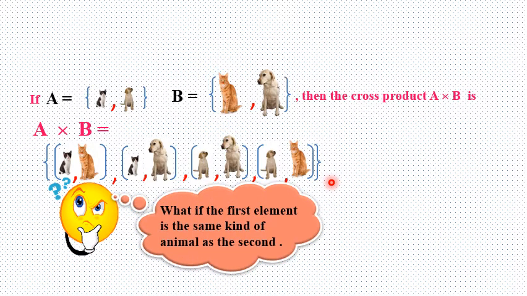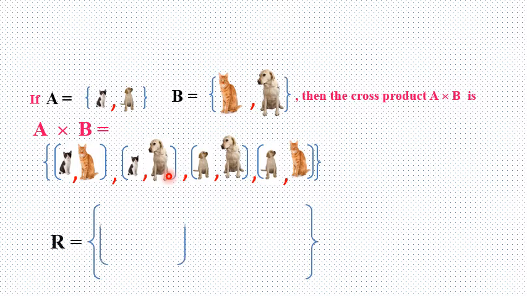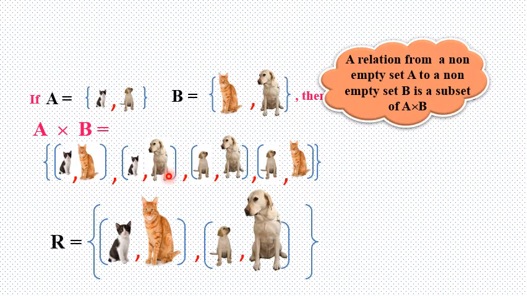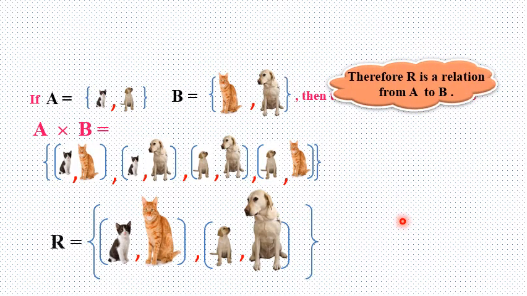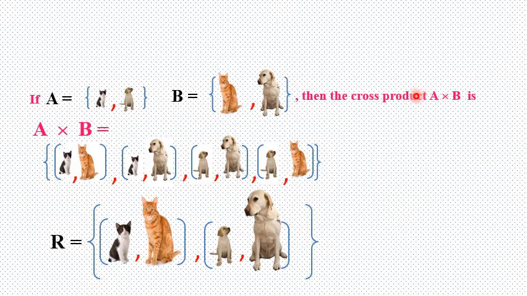Next look at this. What if the first element is the same kind of animal as the second? That means how many pairs are there which have both the same kind of animal, both cat, both dog, like that. See here, then I will write the relation set with cat and dog. A relation from a non-empty set A to a non-empty set B is a subset of A cross B. This becomes the definition now. A relation is nothing but a subset of A cross B. Therefore R is a relation from A to B.